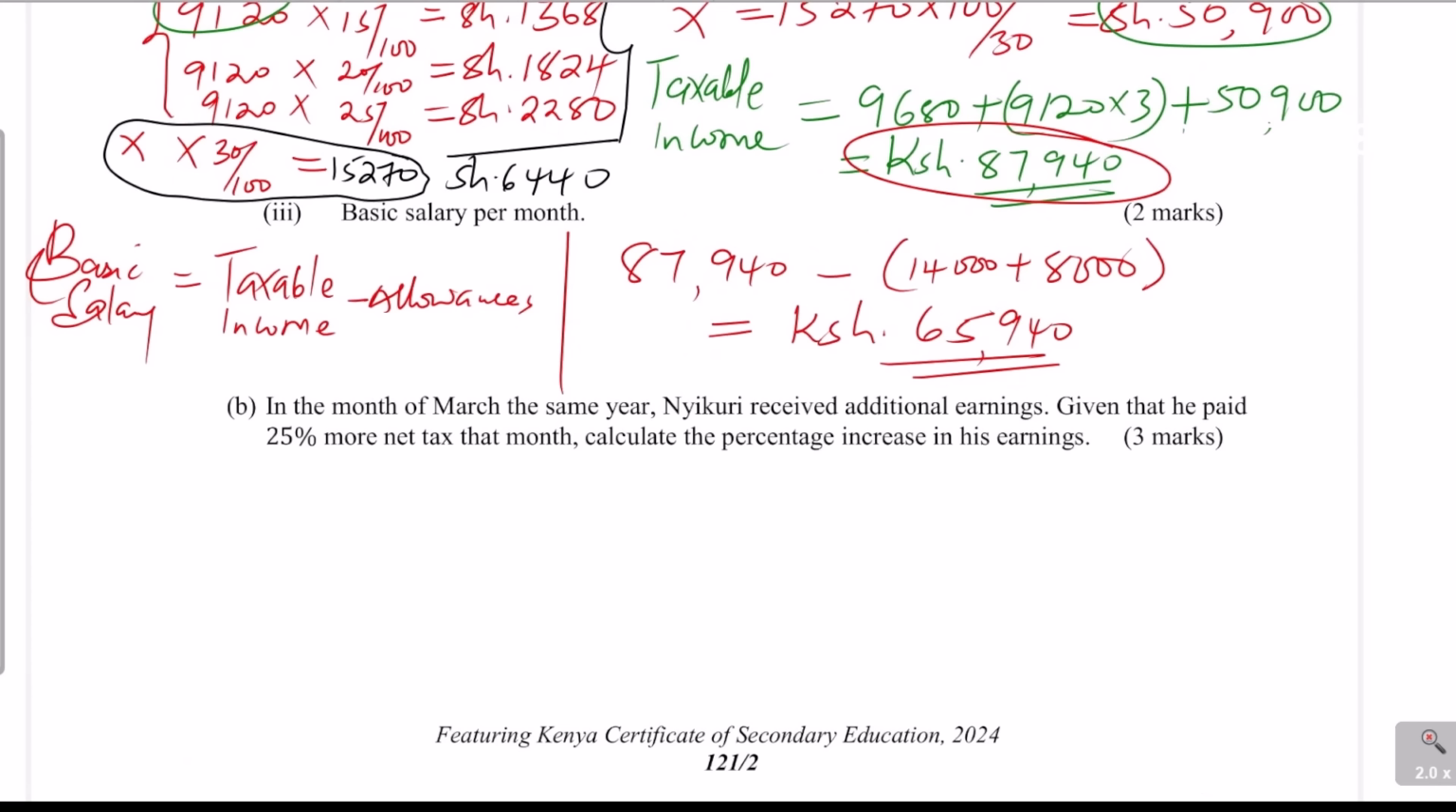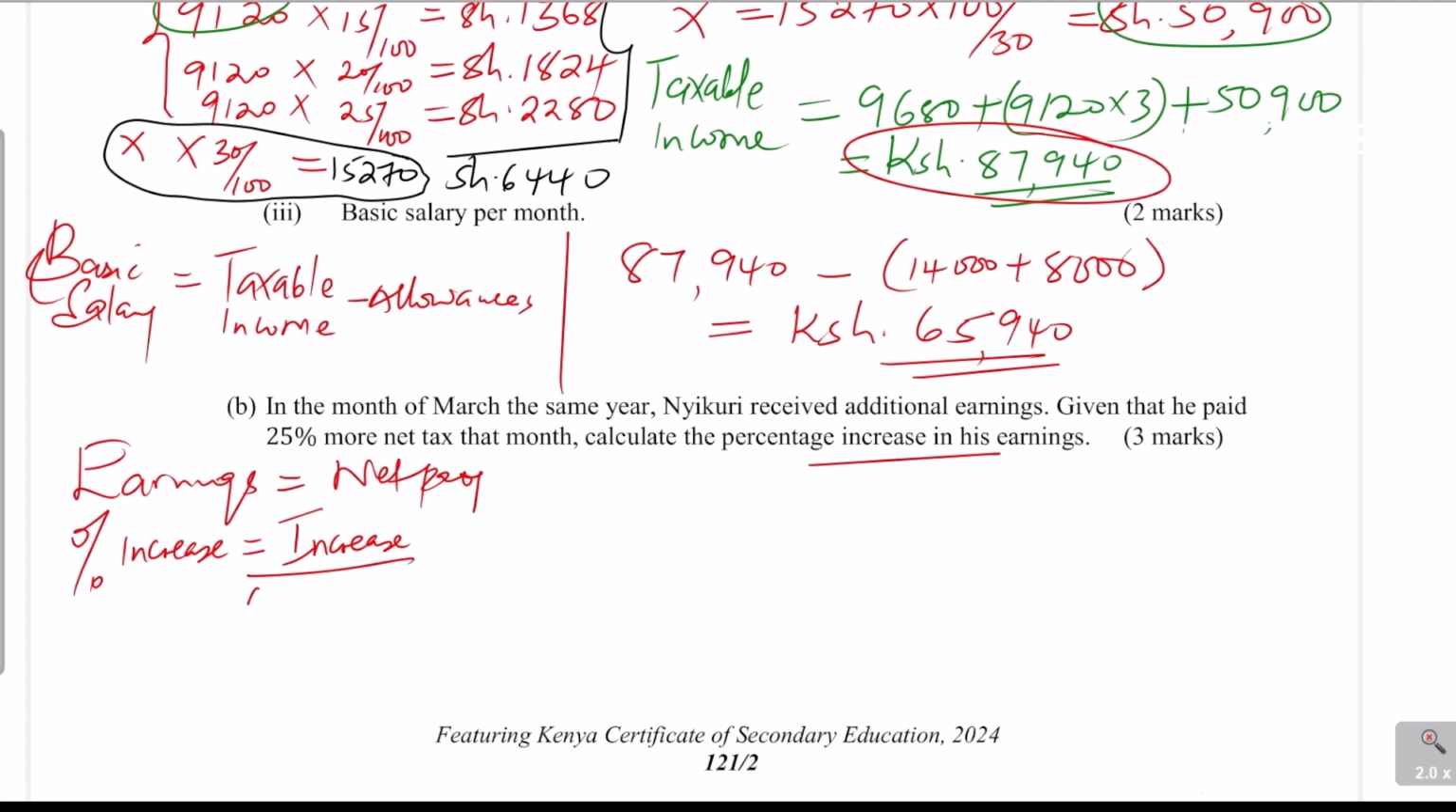Part B, in the month of March same year, Ikouri received additional earnings. Given that he paid 25% more net tax that month, calculate the percentage increase in his earnings. Look at the question. Percentage increase in his earnings. The earnings here refer to the net pay. And how do you get the percentage increase? Percentage increase in the earnings. You're going to get the increase in the earnings divided by the original earnings multiplied by 100. That is what you're going to do.